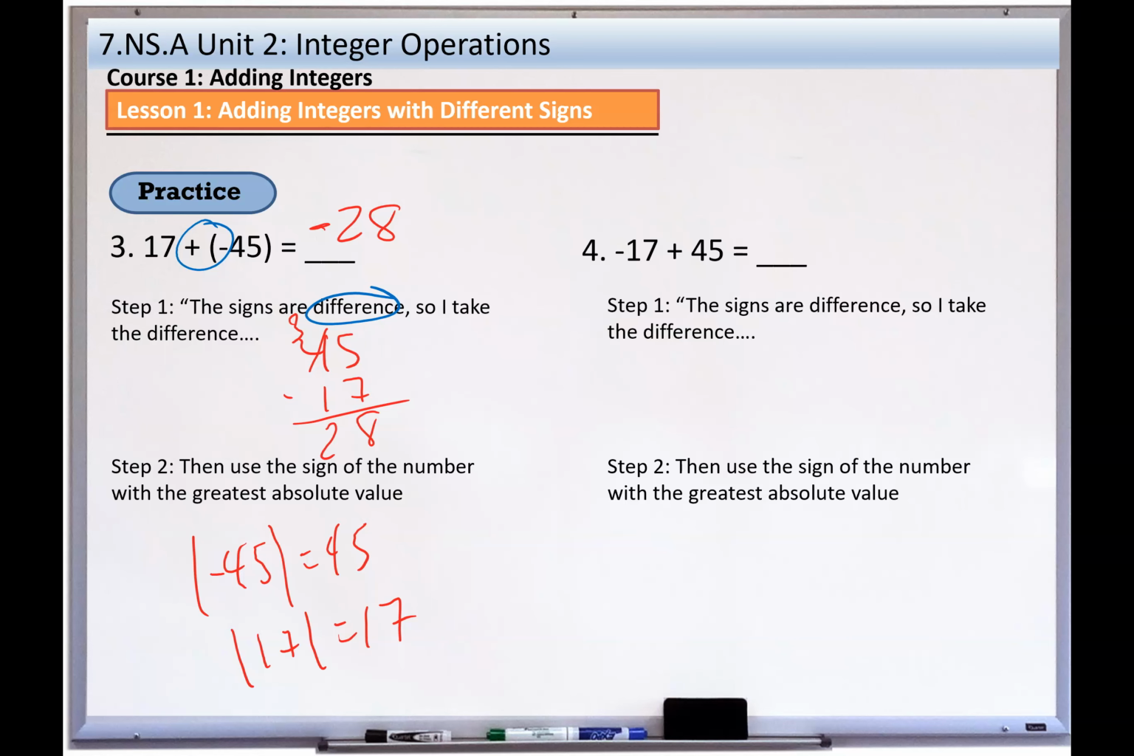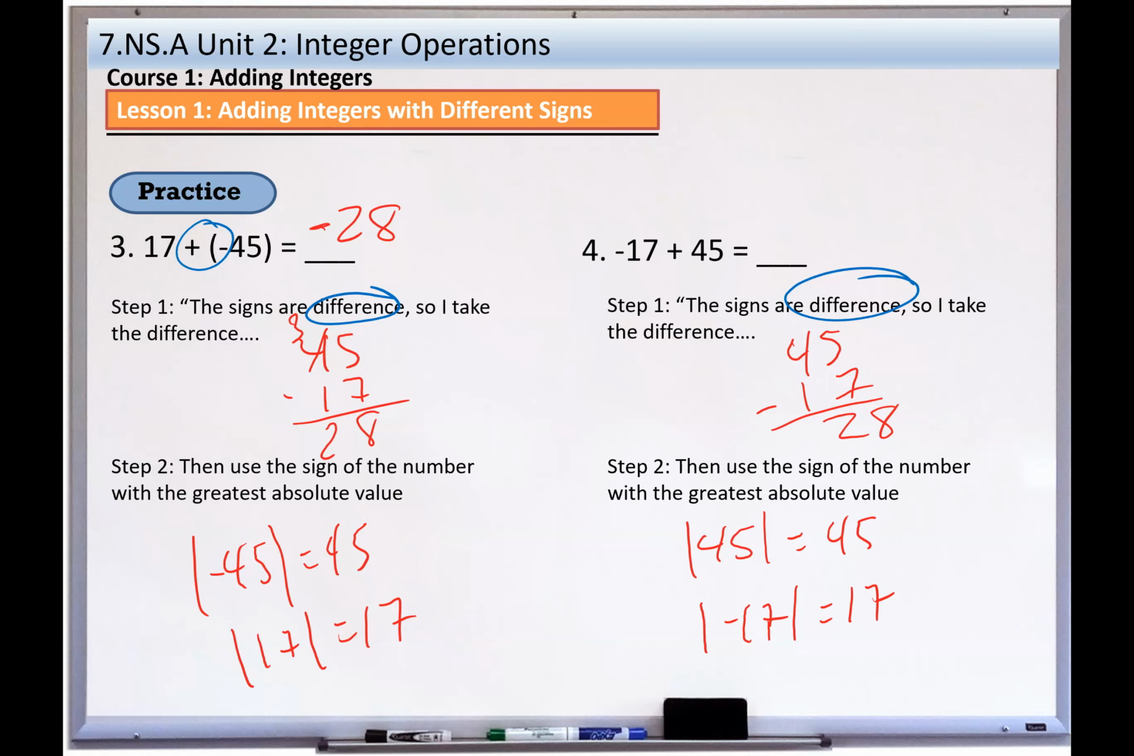Number 4, negative 17 plus 45. My signs are different, so I take the difference, which gives me 28. But is it going to be a positive 28 or a negative 28? Well, in this case, the absolute value of 45 is greater than the absolute value of negative 17, so my answer needs to be a plus 28. Again, in number 3, I'm more negative by 28, and in number 4, I'm more positive by 28.